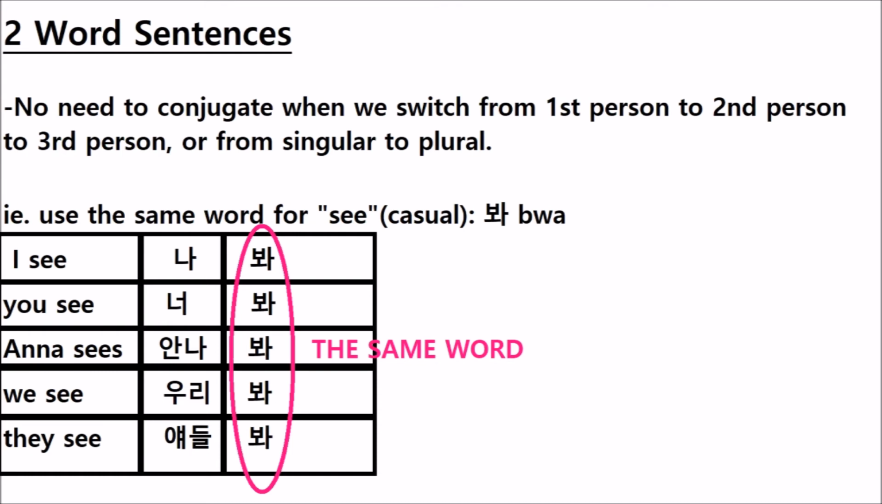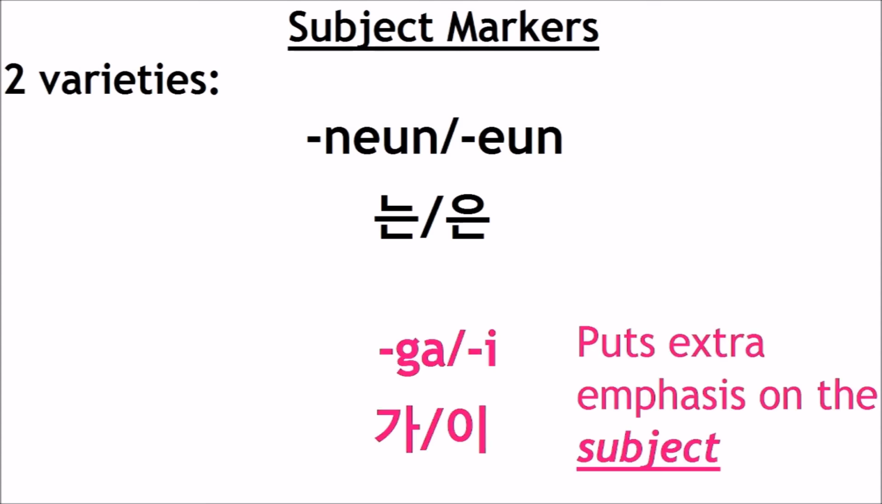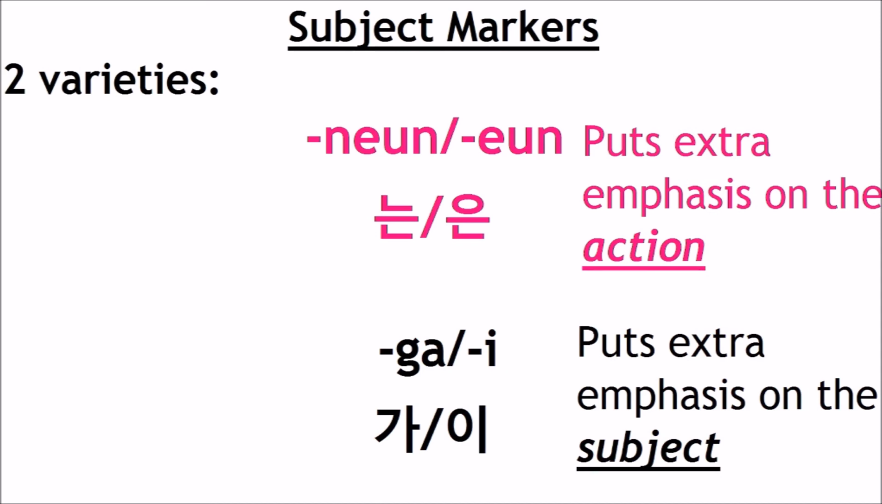But one thing we should add to these sentences are subject markers. A subject marker is a suffix that is added to the end of the subject of the sentence. The subject is the thing that is doing the verb. There are two types of subject markers. The type that puts extra emphasis on the subject, ga or e, and the type that puts extra emphasis on the action, nun or un.